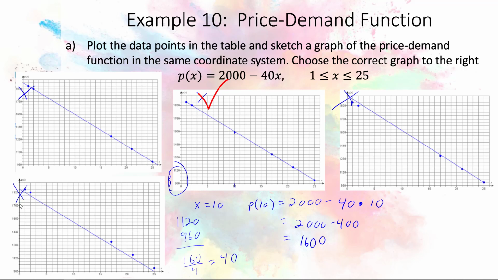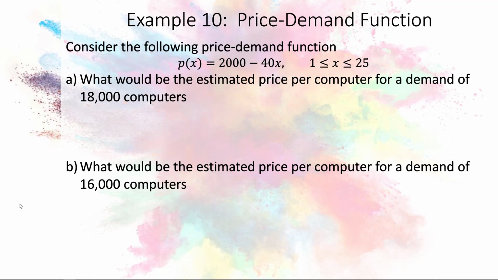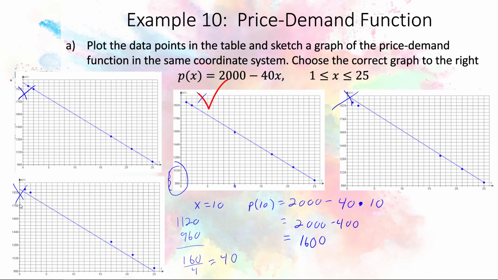The next problem is, what would be the estimated price per computer for a demand of 18,000 computers? Well, we can compute this equation. Matter of fact, that would be the preferred way to do it. There is another way. Let's come back here. Here's our graph. This right here is 18,000 computers. It is right there.